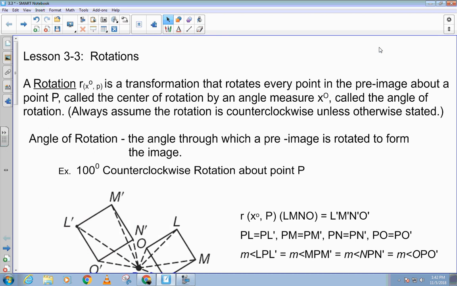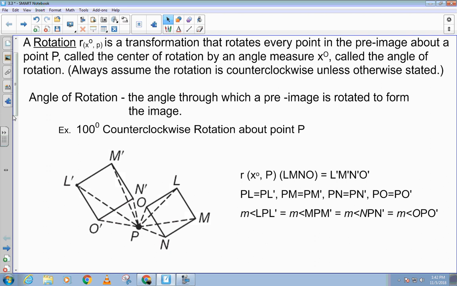Okay, so this right here is a 100 degree counterclockwise rotation about point P. So you do a lowercase r, and yours may be uppercase, is it? Okay. Lowercase r, and then x degrees, comma P. So whatever degree, this would end up being 100. So you're going to do a lowercase r, and then 100, comma P, because we're going to go 100 degrees counterclockwise about P.